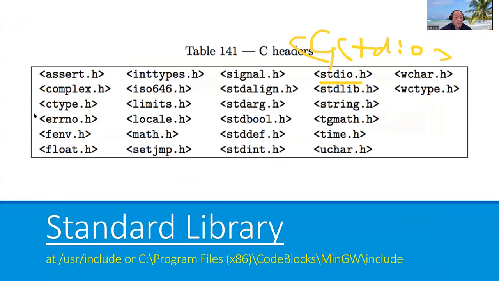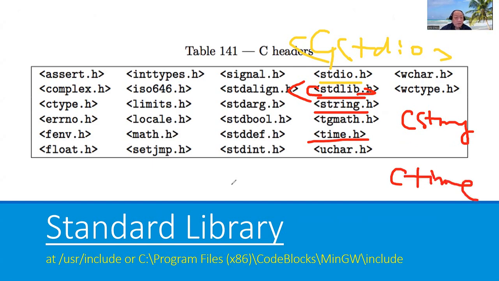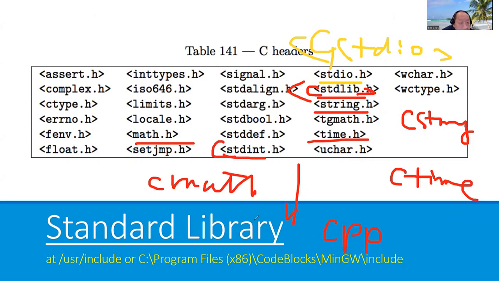This one, stdlib, you put a c in front of it, like this. String will be cstring. Time will be ctime. And then math will be cmath in the C++ language. You can directly convert a library into C++. stdint is cstdint. Float will be cfloat. That's it. This is the very easiest way to convert C language to C++.